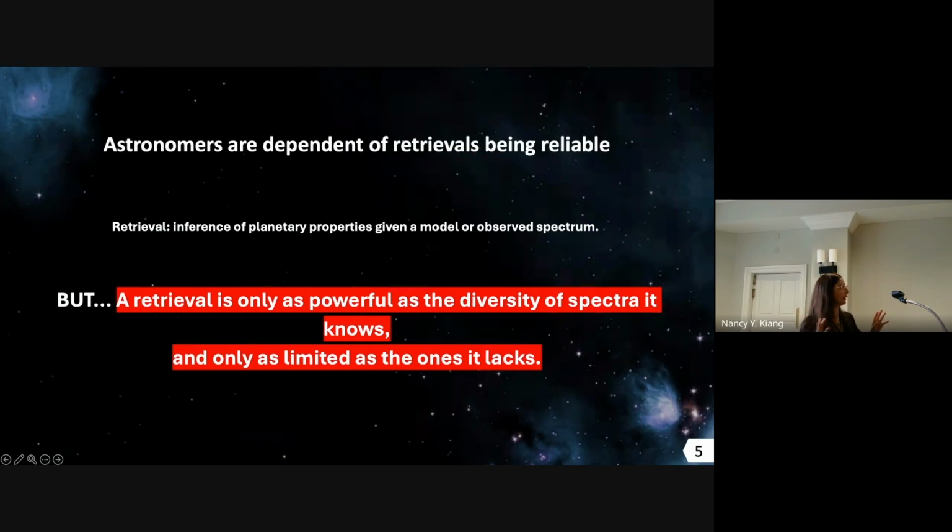A retrieval, which Anna Grace talked beautifully about and showed data about, is an inference of planetary properties given a model or an observed spectrum. But a retrieval is only as powerful as the diversity of spectra it knows, and only as limited as the ones it lacks. And if you try to cherry pick which ones you add to your model, you're going to get in big trouble. And I'm not going to extend more on that.